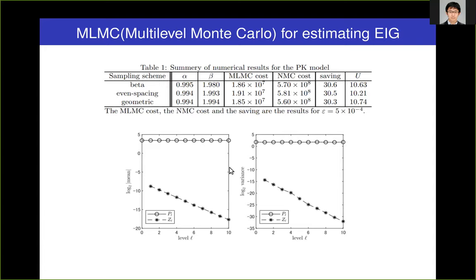And the two graphs show the expectation and variance of P and delta P. The horizontal axis represents the level L. The left graph shows the expectation of delta P decreases and the graph is straight, which agrees with the theory. The slope of the left graph is alpha, and the slope of the right graph is beta.